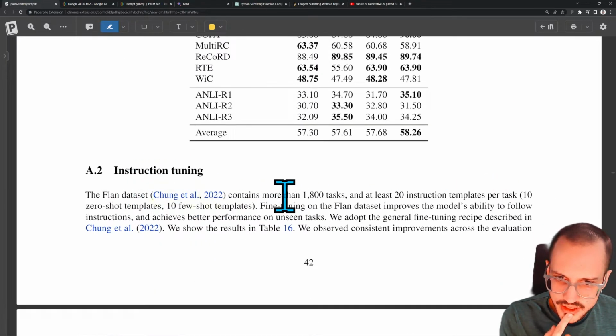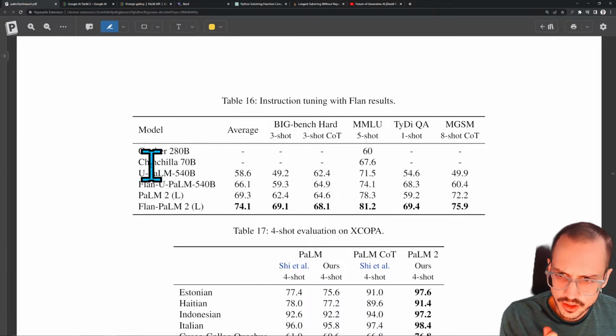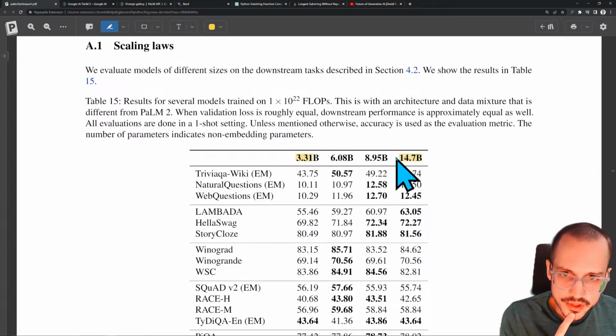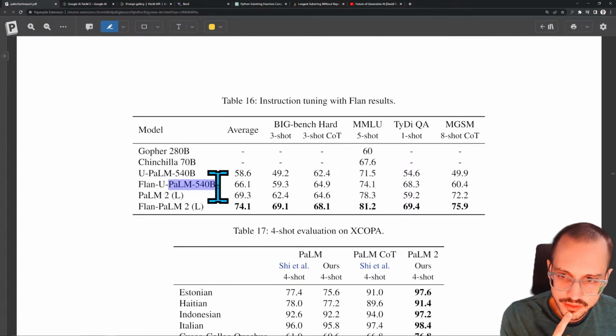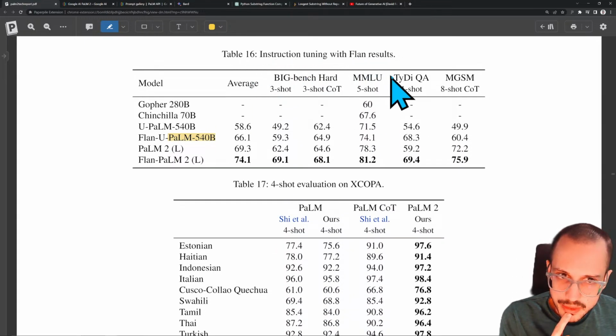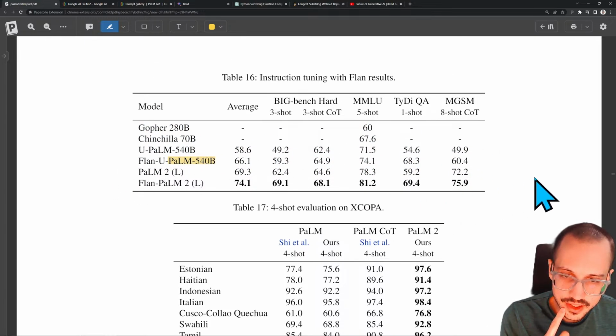Instruction tuning. The Flan dataset contains 1,800 tasks. Yeah, I don't know what this means. You have a 14 billion parameter version here, but then here you have a 540 billion parameter. Average, big bench, these are different things here. And of course, if you're comparing against a bunch of old models, you're going to perform well. I feel like they should have.